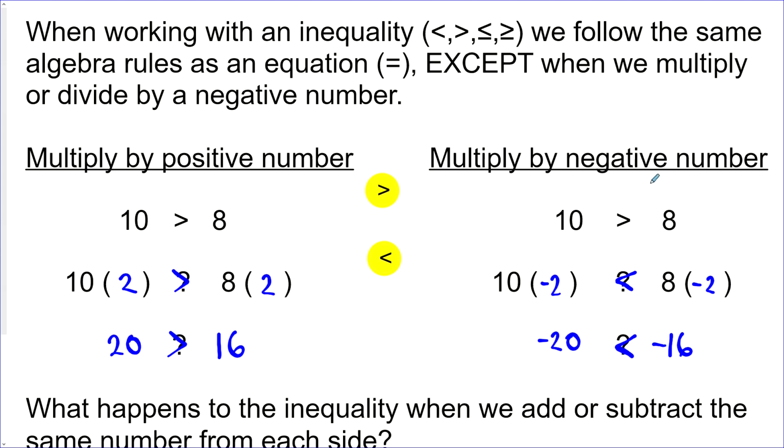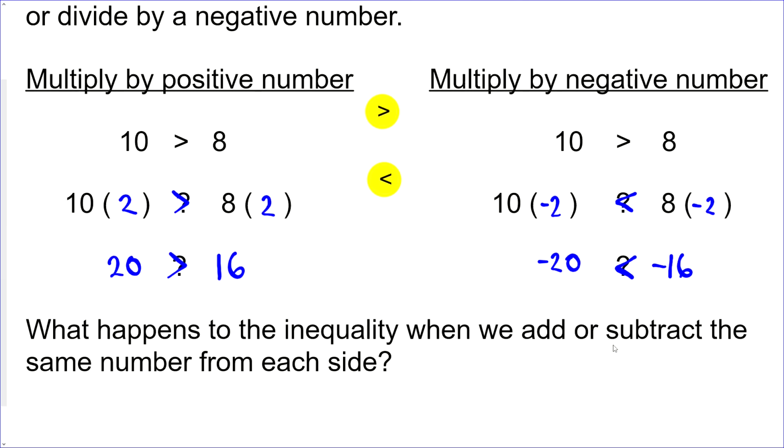So when we multiply by a negative number or divide by a negative number, we need to flip the inequality. If it was greater than, it flips to less than. If it was greater than or equal to, it flips to less than or equal to.